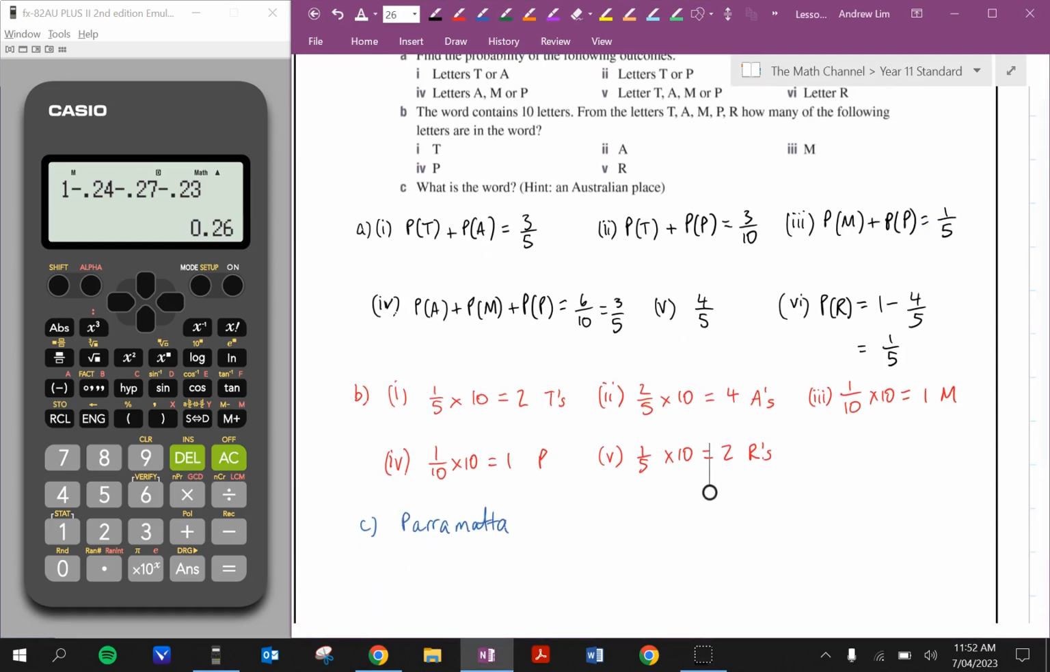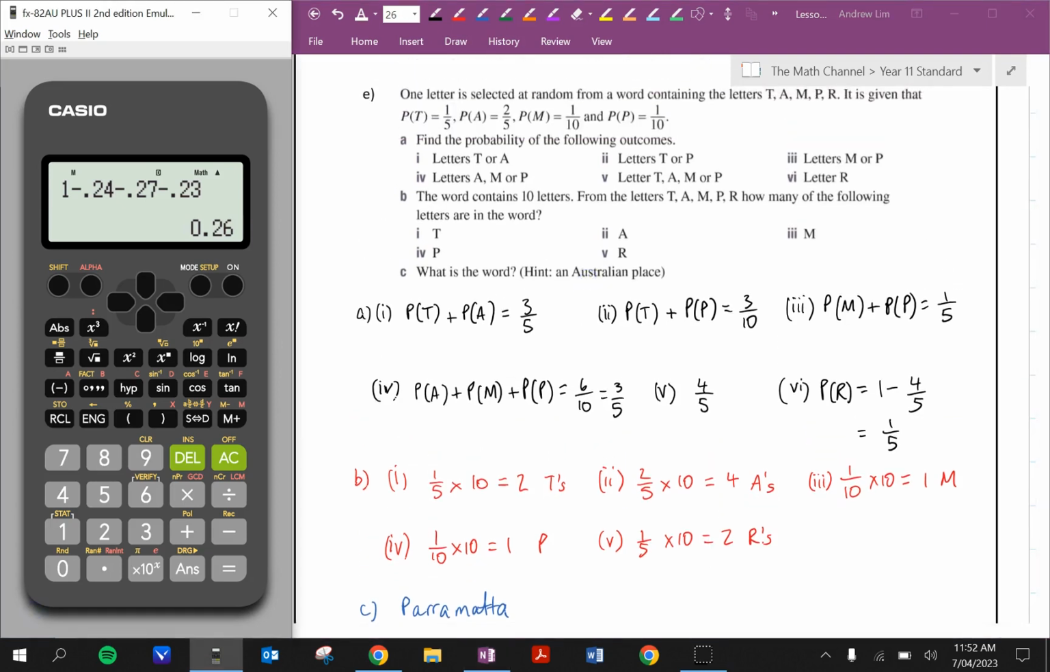Question B. The word contains 10 letters. From the letters T, A, M, P, R, how many of the following letters are in the word? So how many T's are there? Well, because the probability of T is 1/5, we've got 1/5 times 10, which is 2, so it's 2 T's. The probability of A is 2/5, so 2/5 times the 10 letters is 4, so there'll be 4 A's. The probability of M is 1/10, so 1/10 times 10 is just 1, so there's only 1 M. P is 1/10, so also going to be only just 1 P.